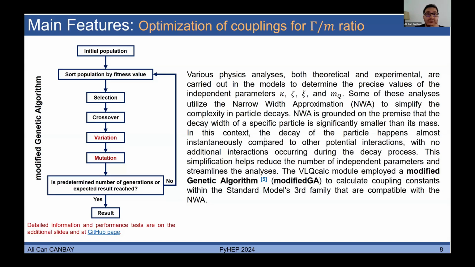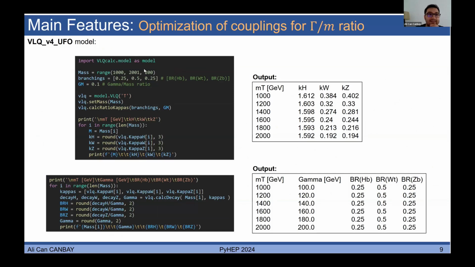The gamma to mass ratio is important for the narrow width approximation, and finding the kappa couplings for a given gamma to mass ratio is an optimization problem. Our module solves this problem using a modified version of a genetic algorithm. Detailed information and performance tests of this algorithm are on the additional slides and this GitHub page. We use this algorithm to calculate the couplings suitable for the gamma to mass ratio. And this is an example of this.